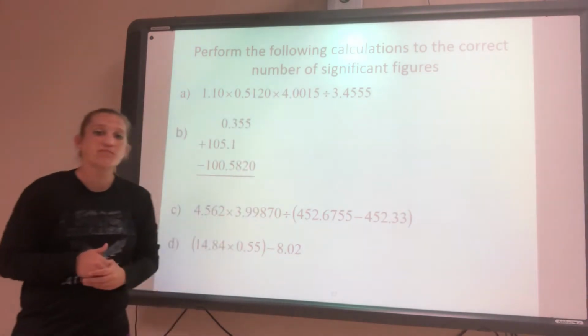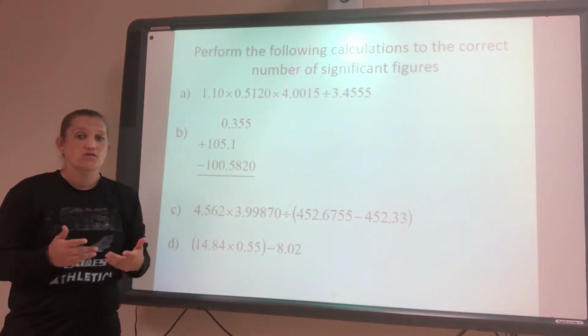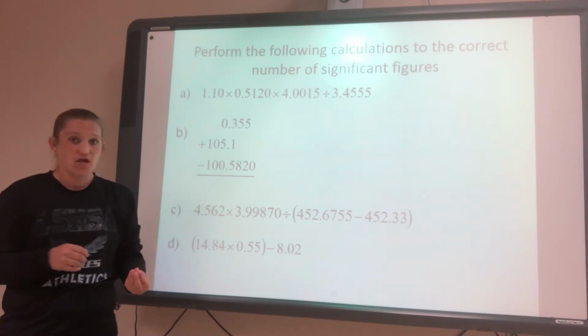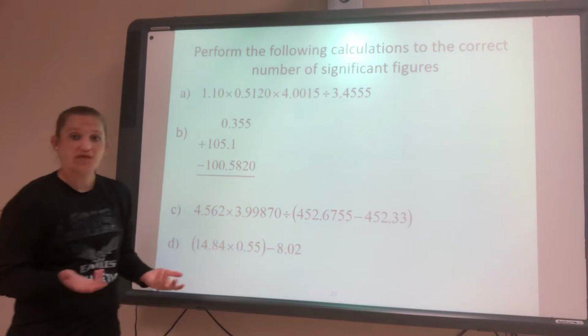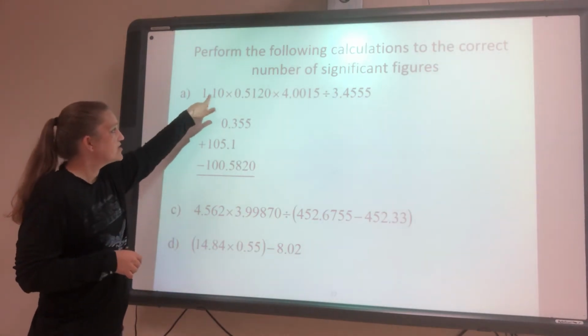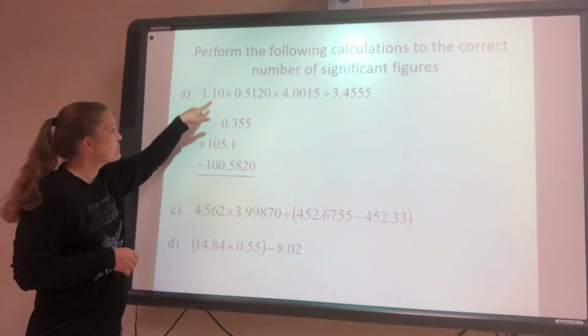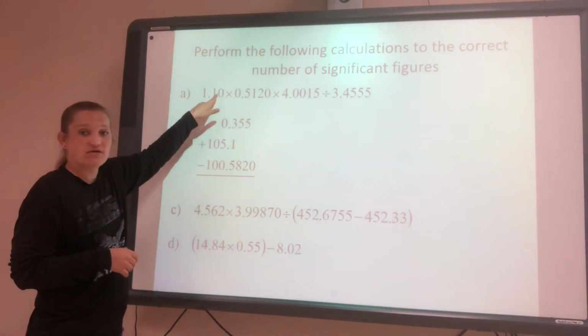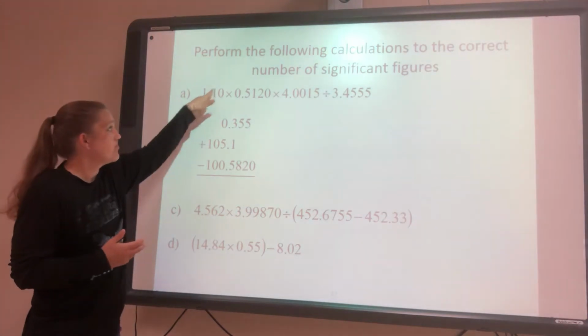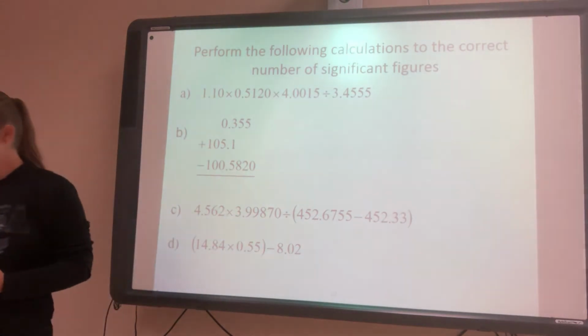So it's all multiplication and division. What was our multiplication and division rule? That rule was that you go by the least number of sig figs. So I need to count my sig figs. In 1.10, the ones count because they're non-zero. This 0 is a trailing 0, but it's after the decimal, which means it counts. So this guy has 3 sig figs.